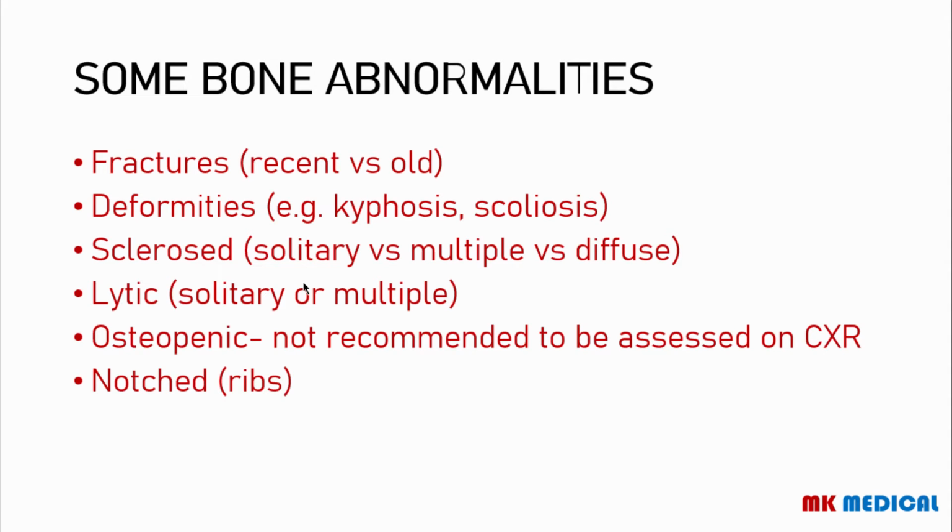So some of the pathologies that I will show you include fractures that may be recent or old, deformities such as kyphosis and scoliosis, sclerosing of the bone, which can be solitary, multiple, or diffuse, and lytic lesions, where the bone appears like it's eaten up, it's radiolucent, it becomes more radiolucent, so this can be solitary or multiple. And then osteopenic lesions, which are not really recommended to be assessed on chest x-ray. Then I will show you some notched ribs.